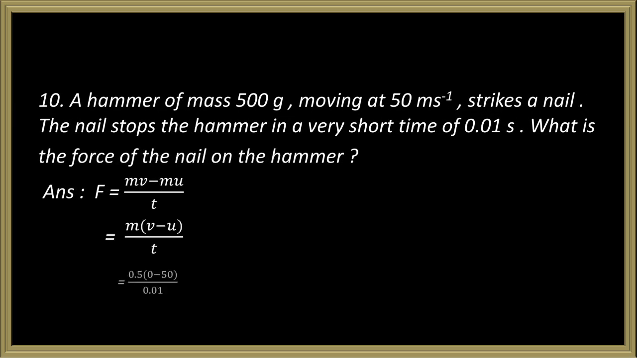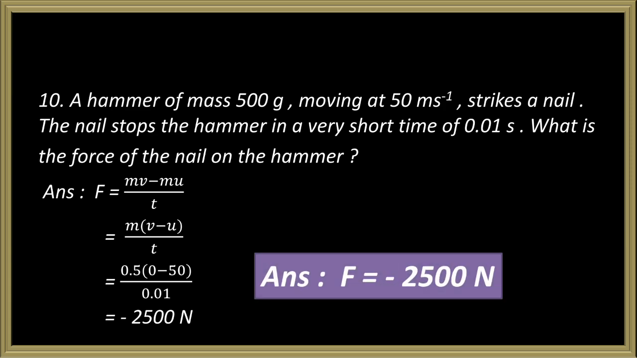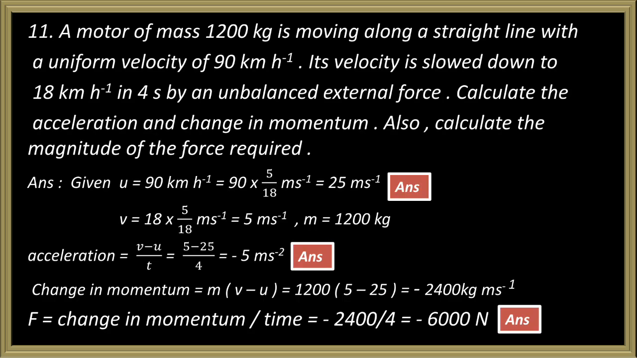Now question 10. A hammer of mass 500 gram moving at 50 meter per second strikes a nail. The nail stops the hammer in a very short time of 0.01 second. What is the force of the nail on the hammer? So we know that force equal to rate of change of momentum. So F equal to mv minus mu by t. So putting the values of m, v, u and t, we get force equal to minus 2500 Newton.